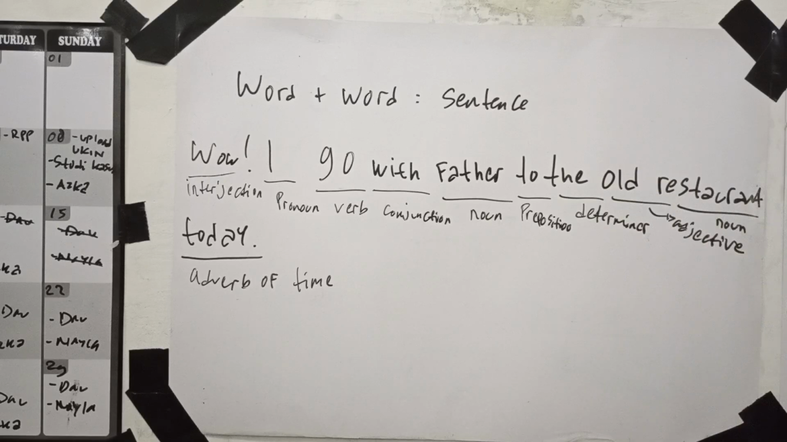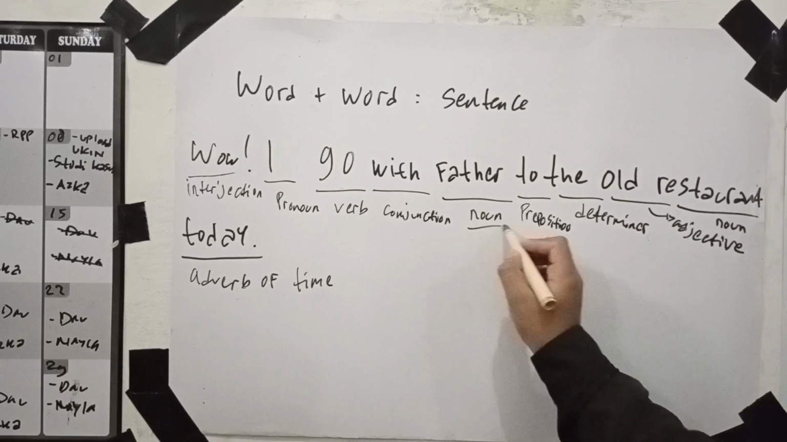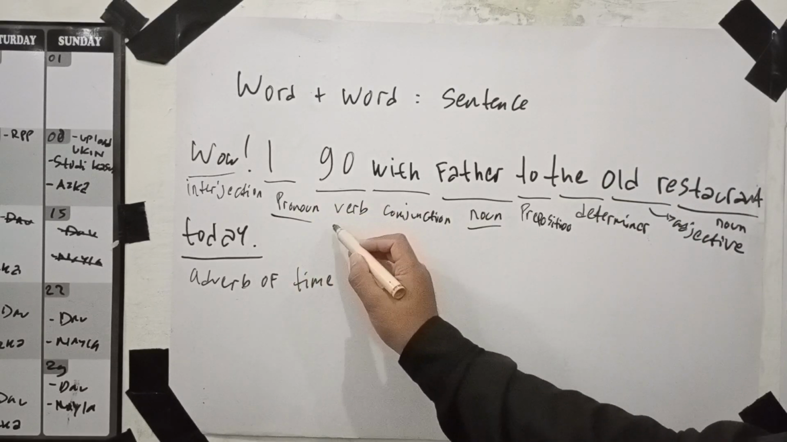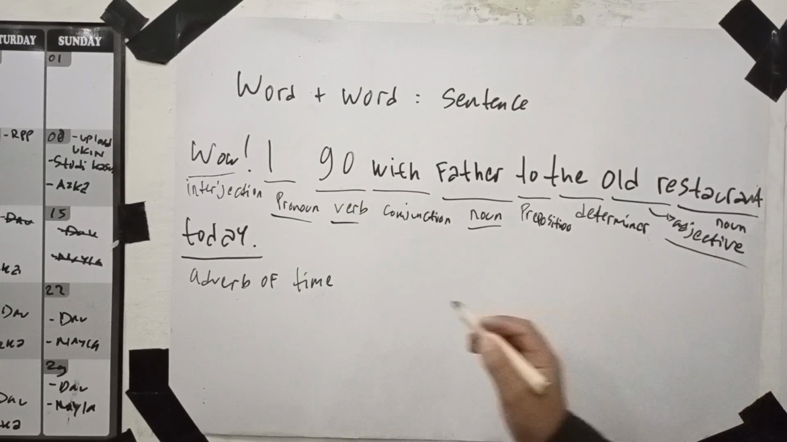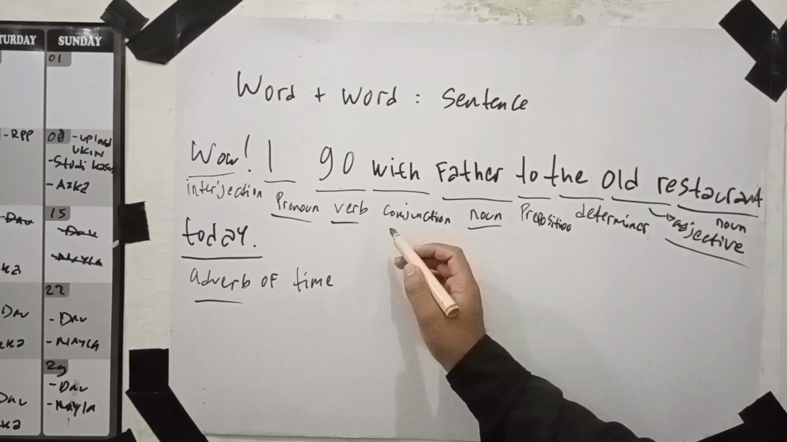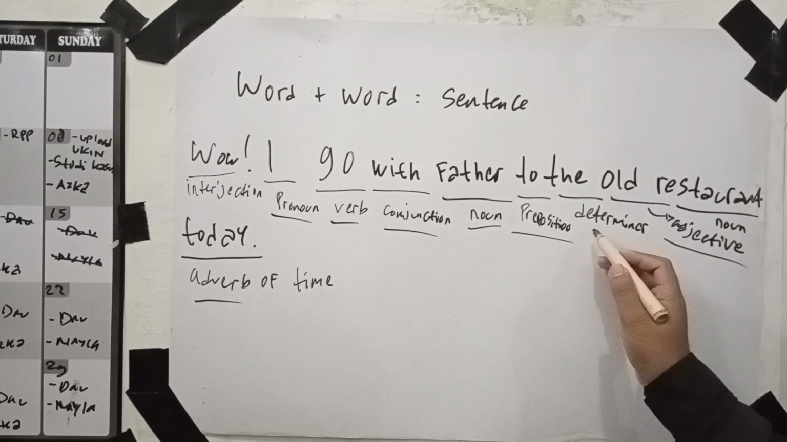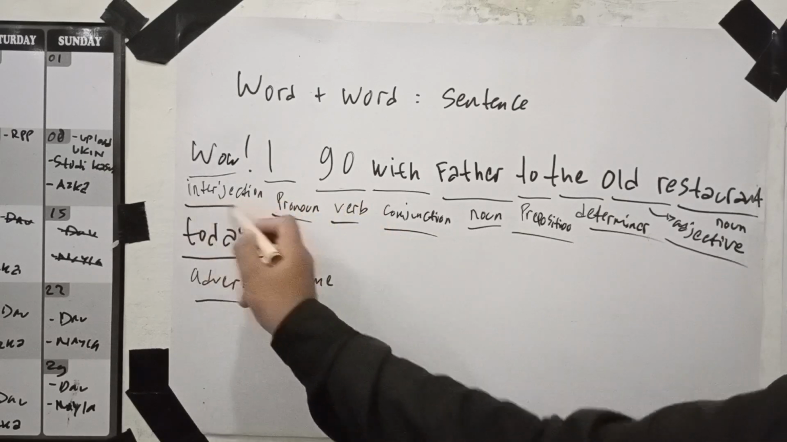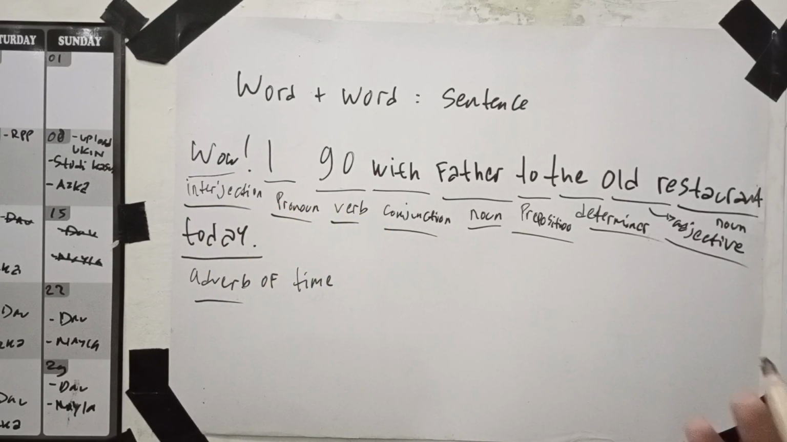So there are 9 classes in here: noun, pronoun, verb, adjective, adverb. That makes it 1, 2, 3, 4, 5. Continue with preposition 6, conjunction 7, and the last one is interjection. So there are 9 classes of words.